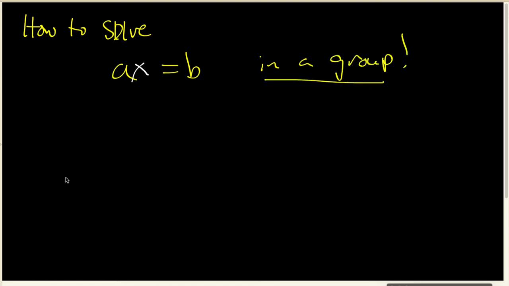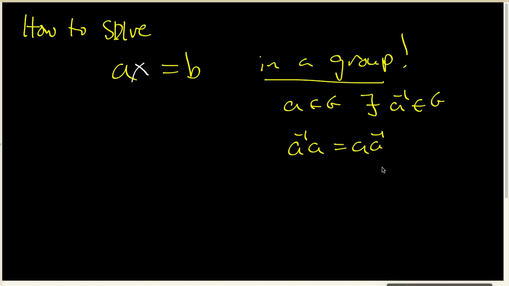That's important because if I'm in a group, one of the things I know is that since A is inside the group, there exists an A inverse inside the group. And I know from our four important lemmas that A inverse times A is equal to A times A inverse. It doesn't matter which order we do. They're both going to be equal to E. This part was our axiom, and this part was one of our lemmas.